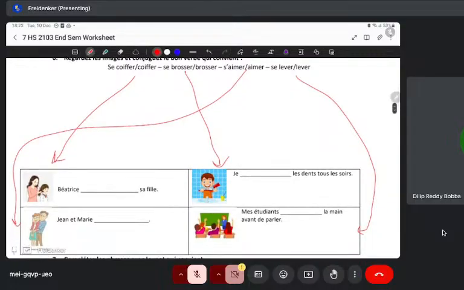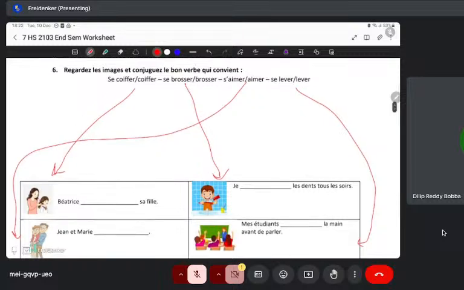So we'll look at the first case. Beatrice dash Safi. So we can see Beatrice combs her daughter. So combing means she's not combing herself, she's combing her daughter. So this will not be the case. You directly have to conjugate this. It is an er verb, so you directly conjugate. Coiffe. Beatrice coiffe sa fille. Beatrice combs her daughter. Sa, because we've seen what sa is now.